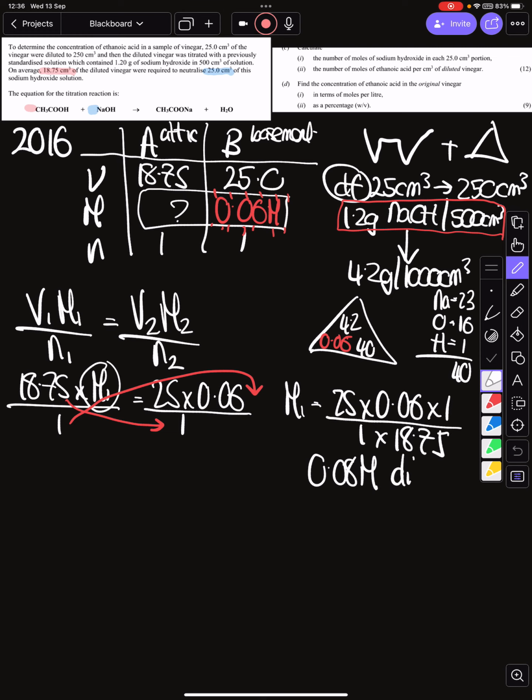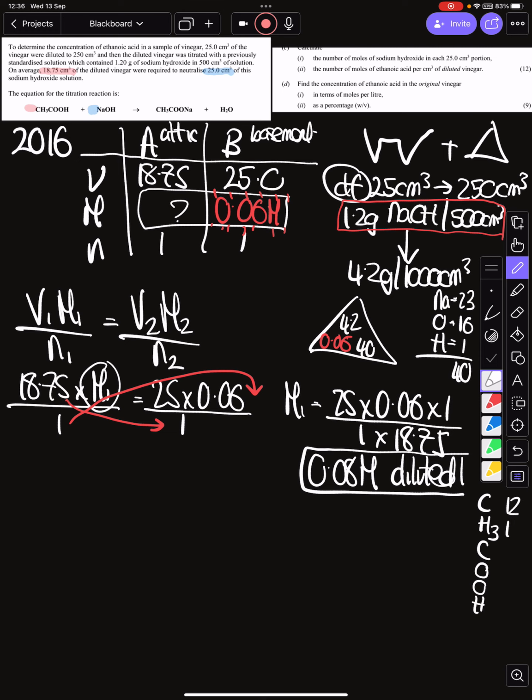This is our diluted vinegar. We've got a final concentration of this. The other thing that we've always asked you to do is do your mass triangle. So this is ethanoic acid. It is CH3COOH.